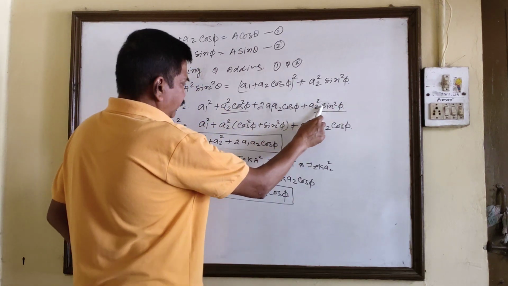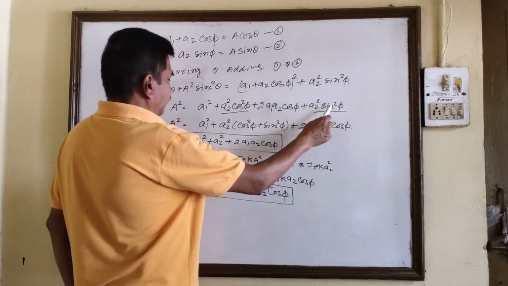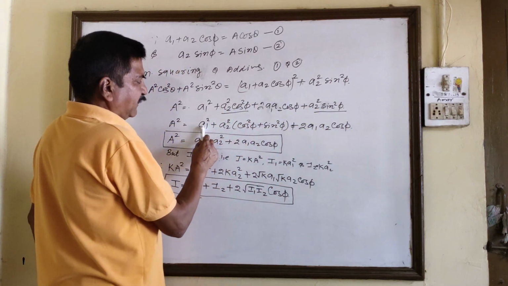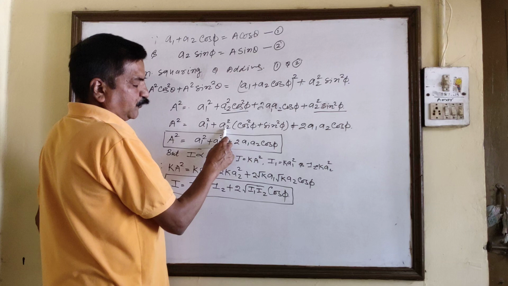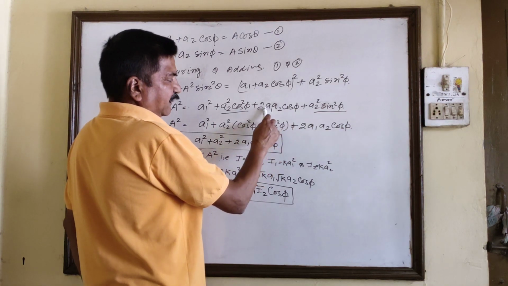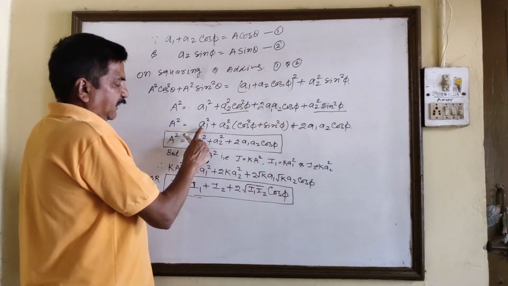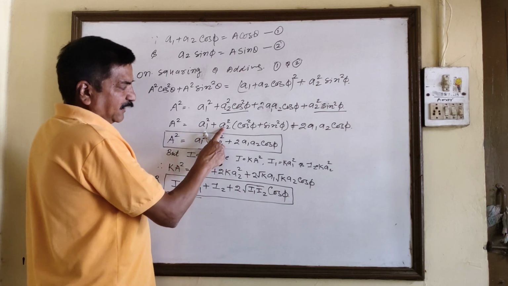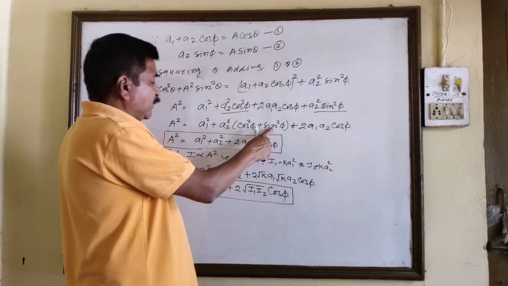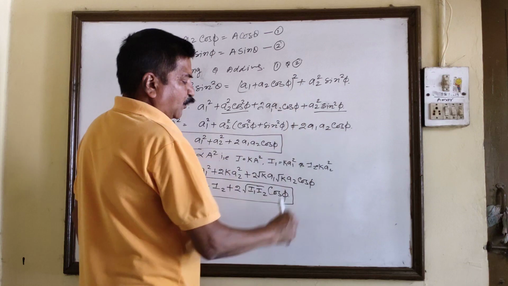From these two terms, you can see that this is A2 square cos square phi and this is what? A2 square sin square phi. So both these will be added and we will get what? A1 square plus A2 square will be common, times cos square phi plus sin square phi, plus this last term 2A1 A2 cos phi. Now by the identity, cos square phi plus sin square phi is equal to 1. So you will get A square equals A1 square plus A2 square plus 2A1 A2 cos phi.